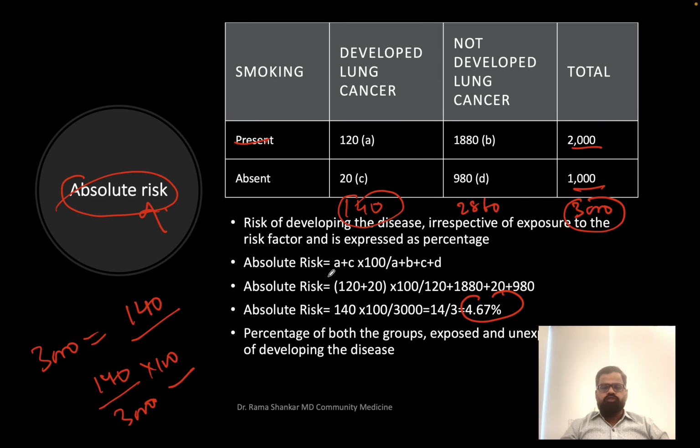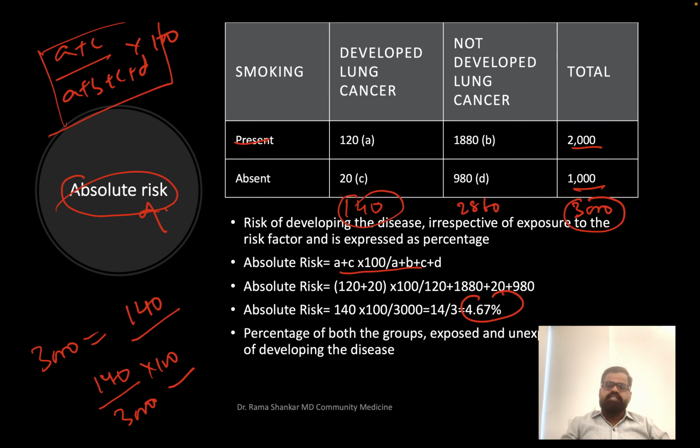And if you remember the formula which I have written, A plus C divided by A plus B plus C plus D into 100. Why get into the trap of this when I can understand, okay, out of the total population, which is 3,000, how many people developed lung cancer, which is 140. What is the percentage? 140 by 3,000 into 100. So you are getting 4.67%. This happens to be absolute risk. Simple.